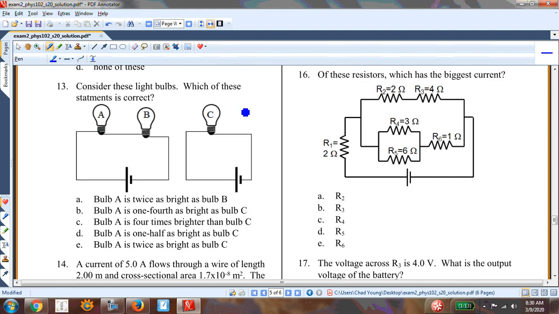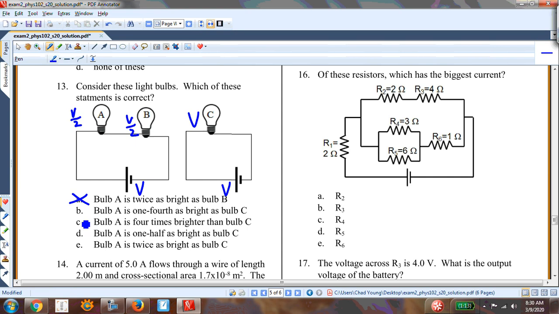Which of these statements is correct? Bulb A is twice as bright as bulb B. Excuse me, no. That's not right. They're the same brightness. Because if this is V, this is V over 2, this is V over 2, and this is V. Bulb A is 1/4 as bright as bulb C. Well, I know bulb A is not as bright as bulb C. That one might be right.